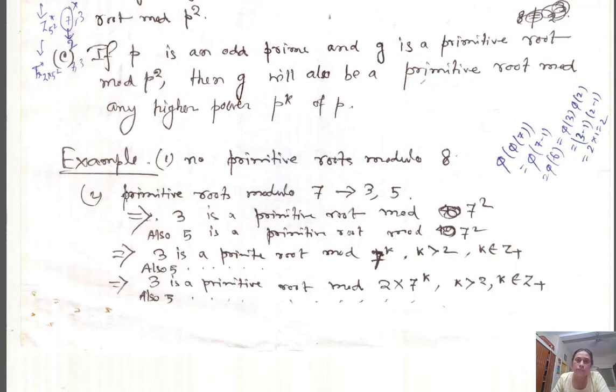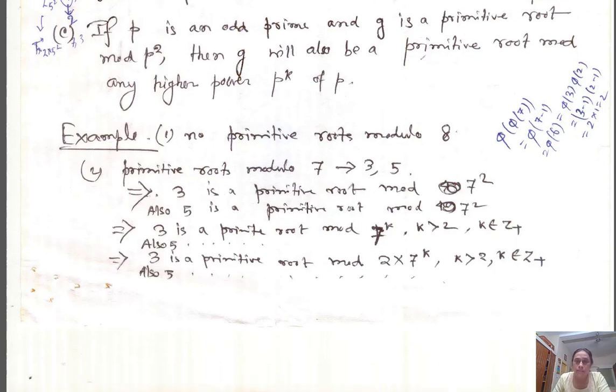So I can ask you to find the primitive roots modulo 98, meaning whether a primitive root modulo 98 exists or not. If it exists, find it. This type of simple question I may ask.